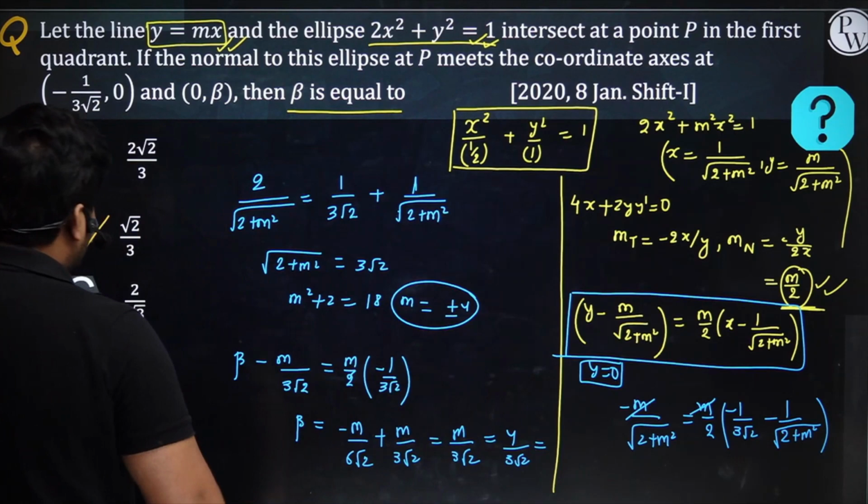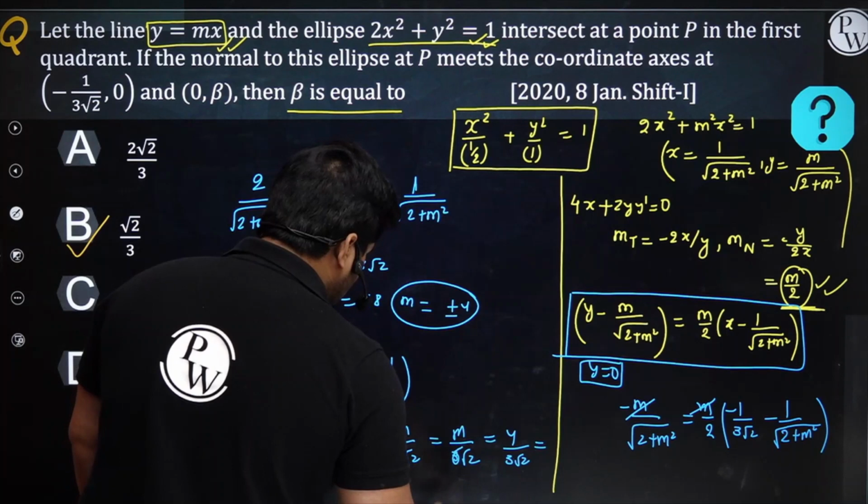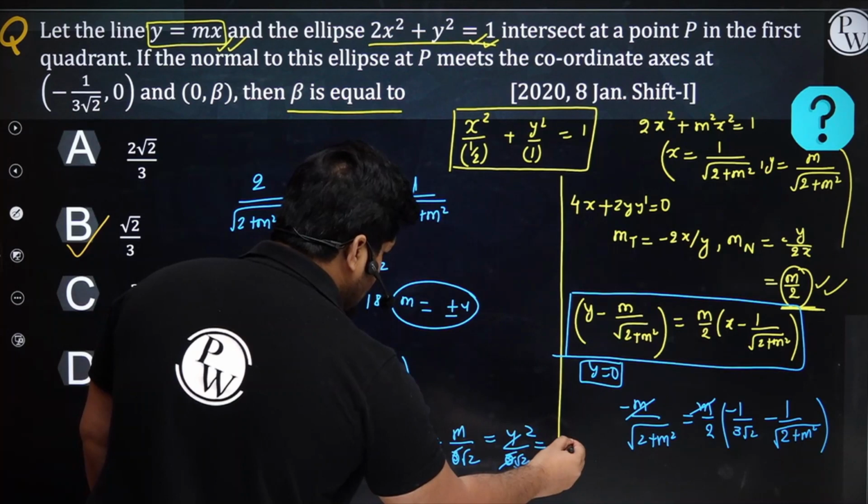This beta here will be equal to how much? This is 2m upon 3 root 2. Sorry, 6 root 2, guys. This is m upon 6 root 2. My bad, this is 6 root 2. So this is 2 and this is 3, so the answer will be root 2 by 3. This is the answer. So slightly calculative, right?